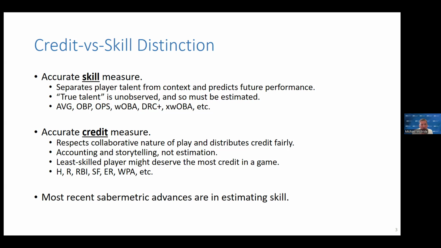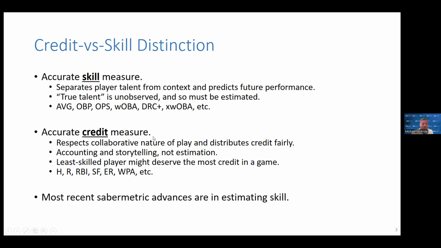But the idea is there's some underlying true talent a player has that's not observed, and so it has to be estimated. And so in baseball, I've given here several skill statistics. Batting average is a really old one that's been super popular. It's been surpassed by a lot of other acronyms here in the baseball sabermetric lexicon.